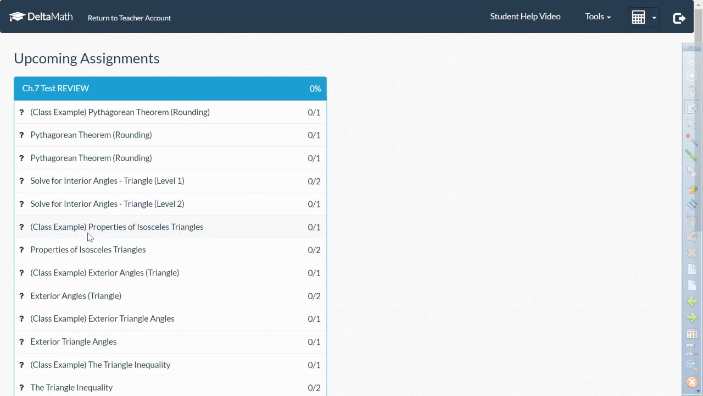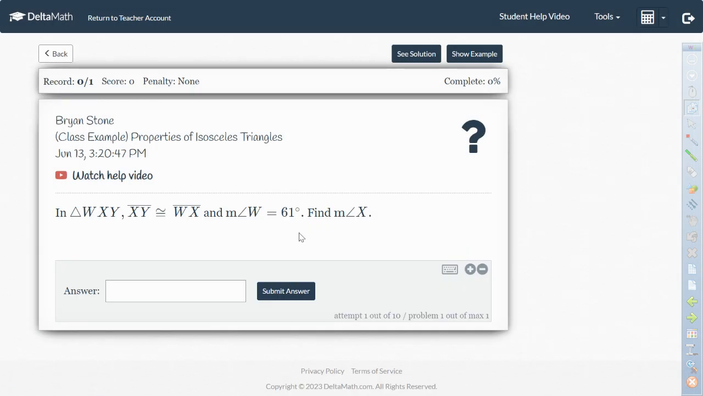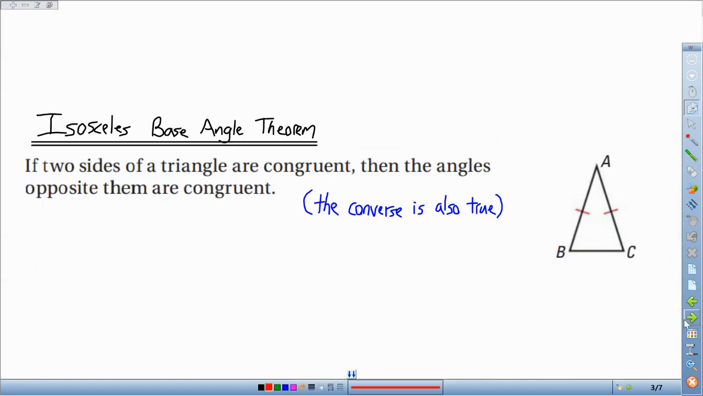The next one I want to look at here, though, is properties of isosceles triangles. This one is describing an isosceles triangle, and it wants us to find a missing angle. Quick reminder on that: when we have an isosceles triangle like this, the idea is that opposite the two congruent sides, we have 2 congruent angles, the base angles.